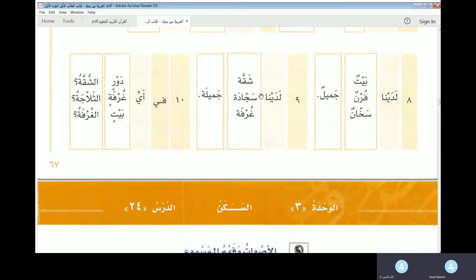Ladena sajjada jamila. We have a beautiful rug. Ladena gurfa jamila. We have a beautiful room.